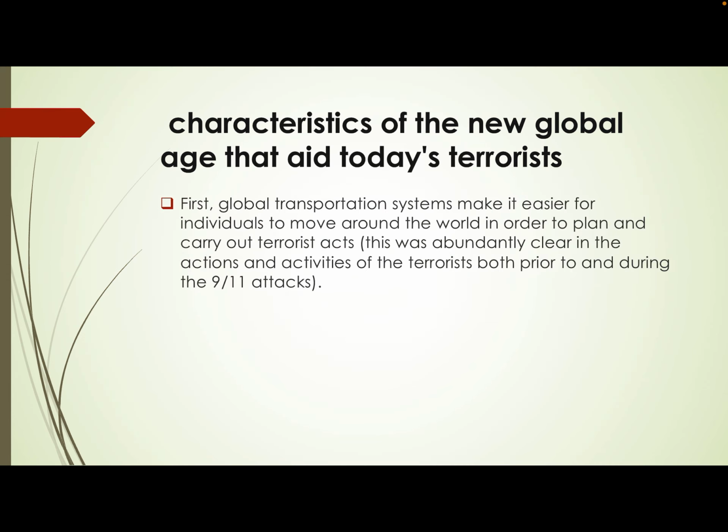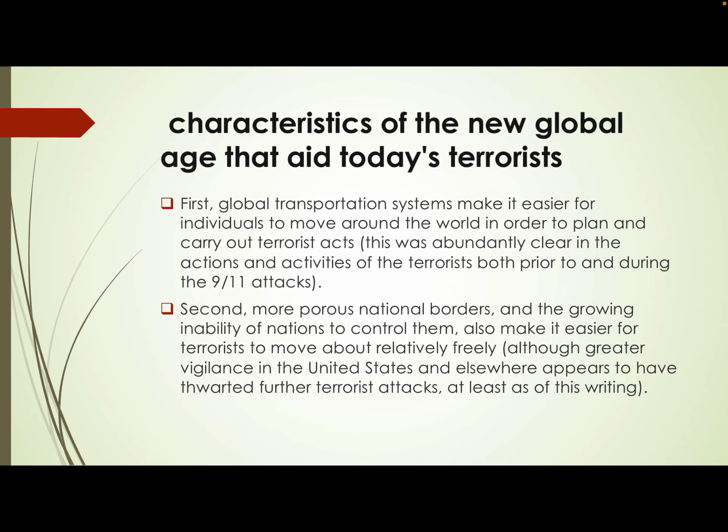Characteristics of the new global age that aid today's terrorists. First, global transportation systems make it easier for individuals to move around the world in order to plan and carry out terrorist attacks. This was abundantly clear in the actions and activities of the terrorists both prior to and during the 9/11 attacks.